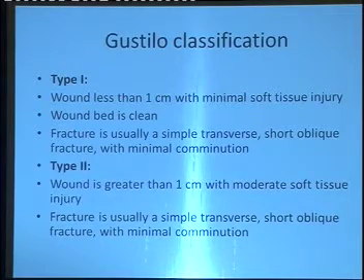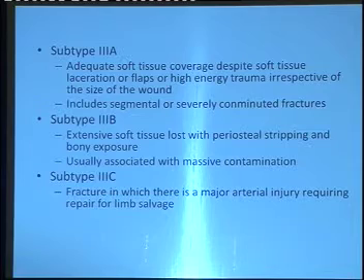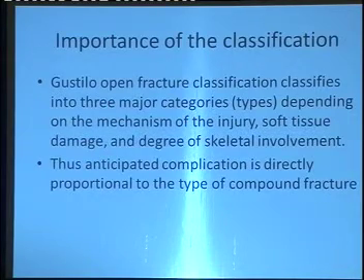I think you know the Gustilo classification, out of which type 3B is very important, because the bone has shattered and it is always associated with soft tissue injuries. Subtype 3B is very important. I think you know this. Why do you classify this? What is the necessity of classifying these fractures according to Gustilo? Because open fractures are classified into 3 major criteria, depending on the mechanism of the injury, soft tissue damage, and degree of the skeletal involvement.